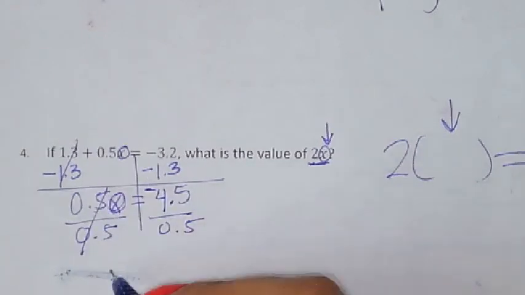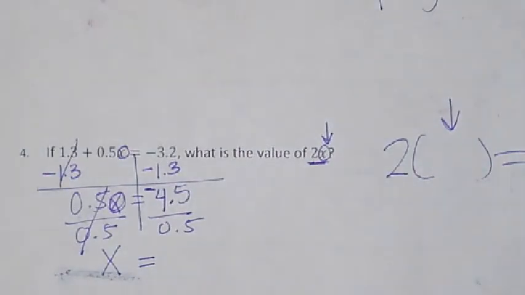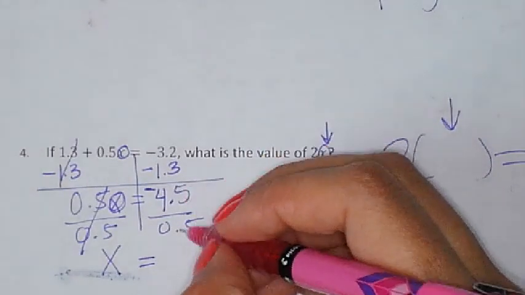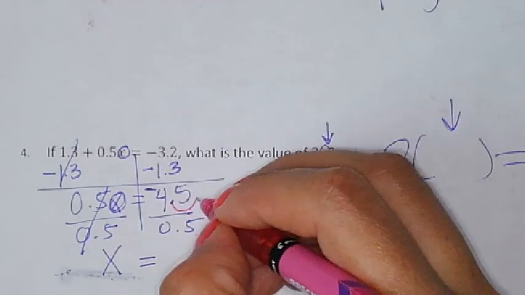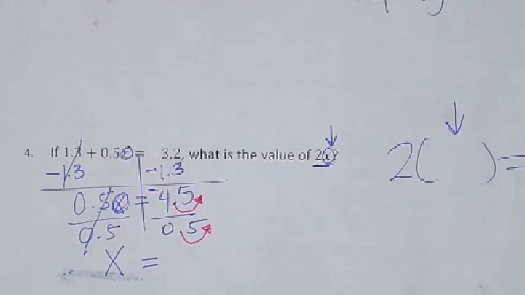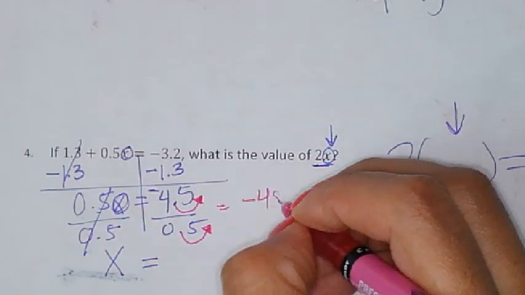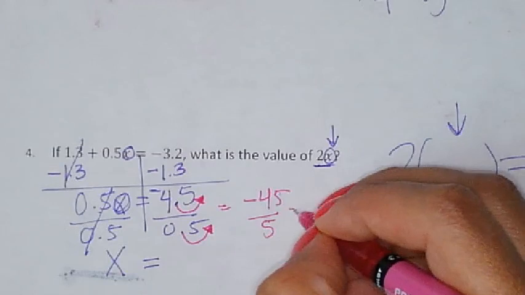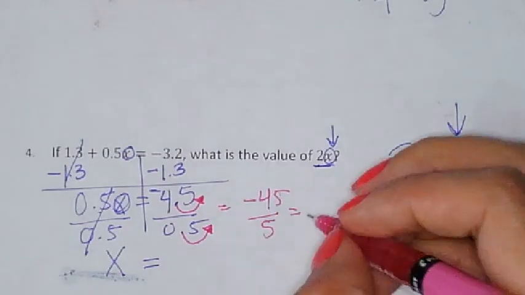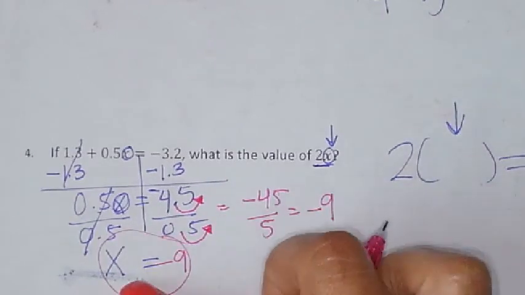This becomes a 1. I have x left, and now I divide that. Now this is a decimal, and I don't want a decimal, so I'm going to make them whole numbers. If I move this one over to the right once, I can also do the same thing to the bottom. In other words, I'm multiplying both by 10. And it will be negative 45 divided by 5. That's way easier than this one. So that would give me negative 9. So x is negative 9.